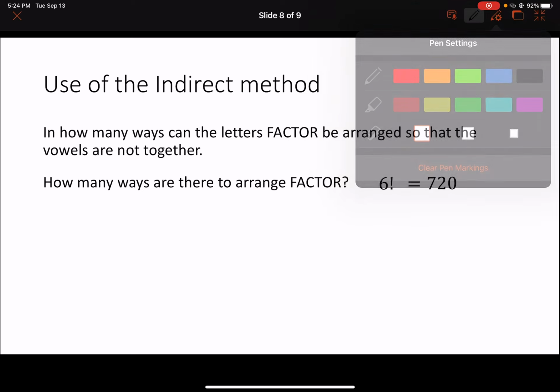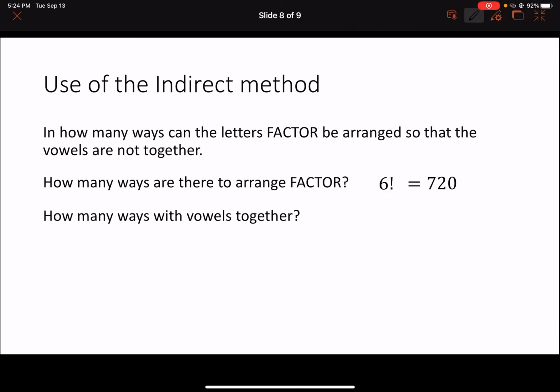Okay? And then we say how many ways with the vowels together? Well, if we put them together, that's much in the same way we talked about with the picture of football players, junior football and senior football players, being on the wall together in previous examples. So how many ways with the vowels together? 5 factorial, right? Because now A and O are considered one letter. So F, AO, C, T, R. There's 5. And then multiply that by the number of ways we can arrange A and O, which is where we get the 2 factorial from.